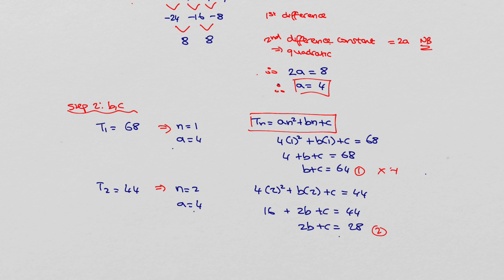So I'm going to multiply the first one by minus 1. So we have minus b minus c is equal to minus 64. And then we have 2b plus c is equal to 28. So c and minus c is 0. 2b minus b is b. And minus 64 plus 28 is equal to minus 36. So now we have b.